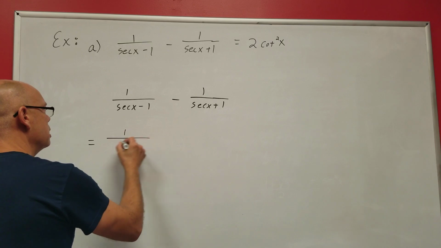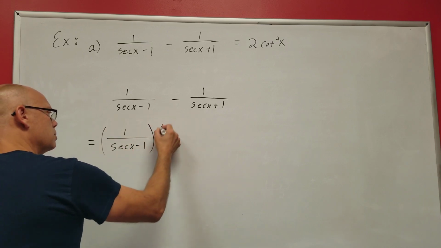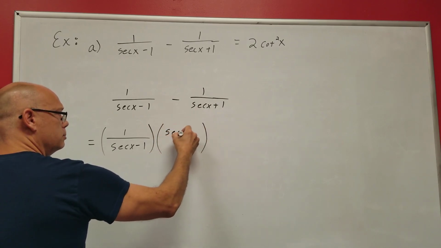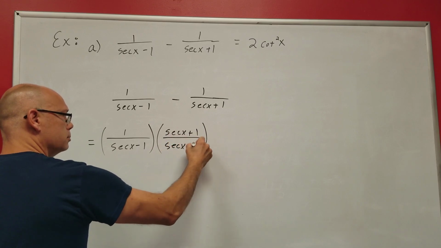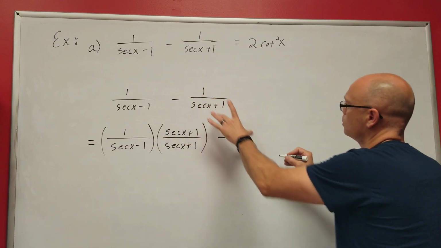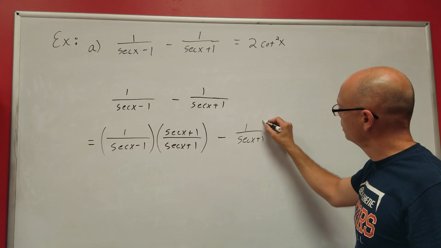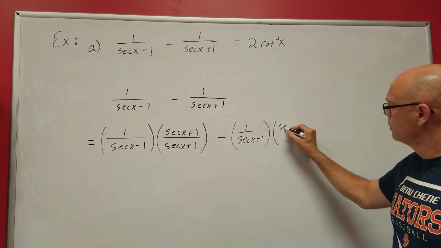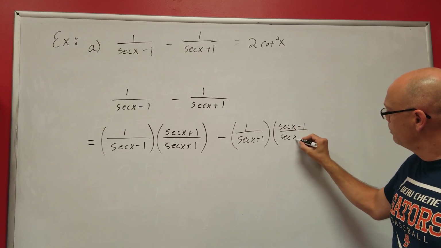So I'm going to write this down: 1 over secant of x minus 1, and I'm going to multiply the numerator and denominator by the denominator of the other one. I'm just trying to come up with a common denominator. Minus, now bring this portion down, 1 over secant of x plus 1, and I'm going to multiply top and bottom by the other one's denominator, secant of x minus 1 over secant of x minus 1.